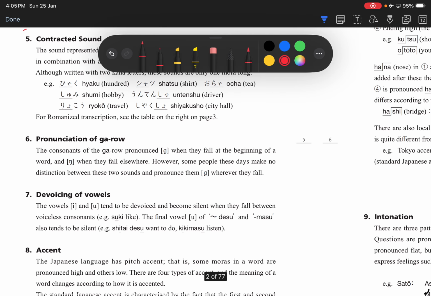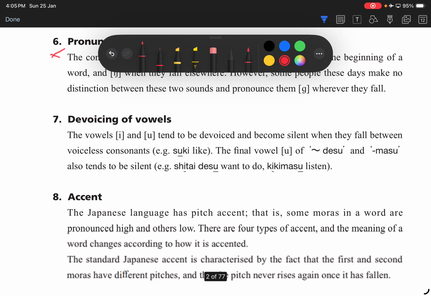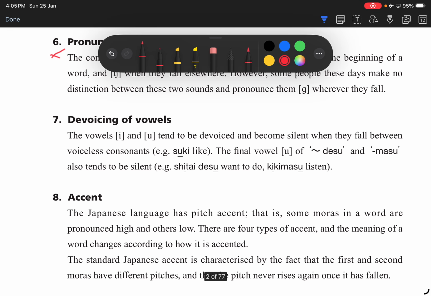Okay, so the pronunciation of ga-row, this is not very important, but basically sometimes the G sound changes, but you don't need to worry about this. The devoicing of vowels, right? For example, suki means I like, but we don't need to pronounce the U sound. We don't need to say suki. We can just say ski. So it's like a SKI sound. So the U is silent. We see this in other examples.